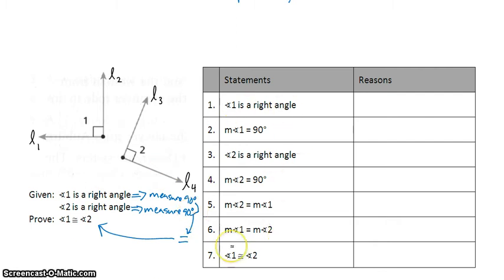We just need to write a logical argument. Our first statement is our given. If this is true, then this is true. If angle 1 is a right angle, then when I measure angle 1, I get 90 degrees. That's the definition of right angles. My third statement, angle 2 is a right angle. That's my second given. Well, if I measure angle 2, its measure is going to be 90 degrees.